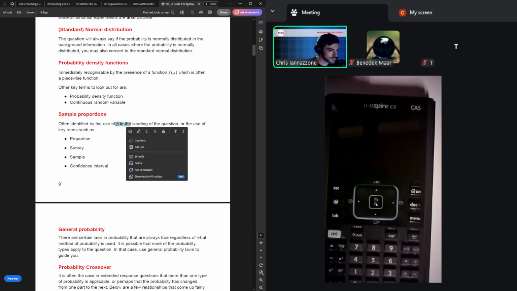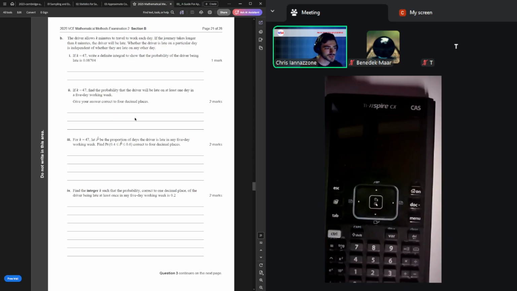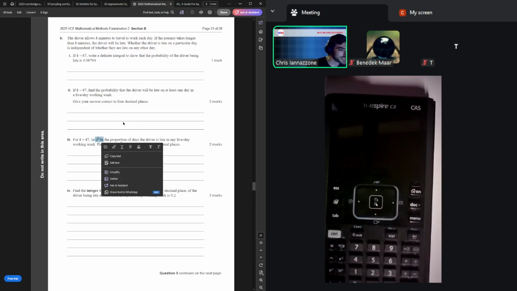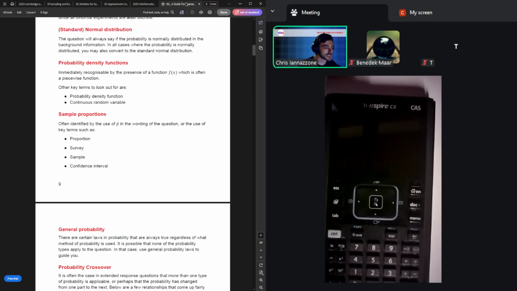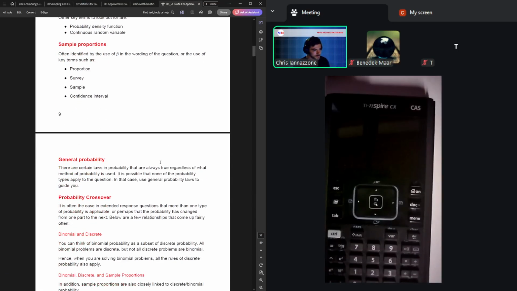Sampling and estimation: you're going to see a p hat in there somewhere, or you're going to see the keyword sample. In this case, you see the capital P hat, nice and easy. You see the word proportion, you see your p hat again. That's your indicator that, once again, probability type has changed. You now need to recontextualize what you're looking for.